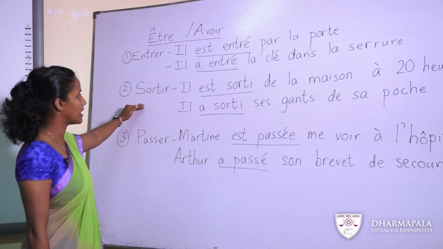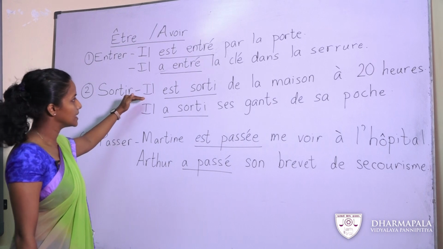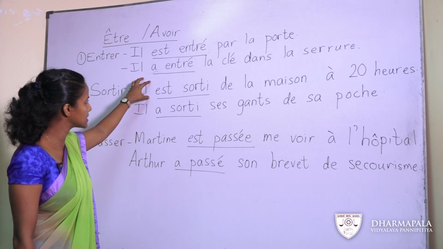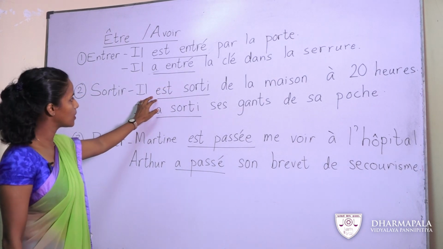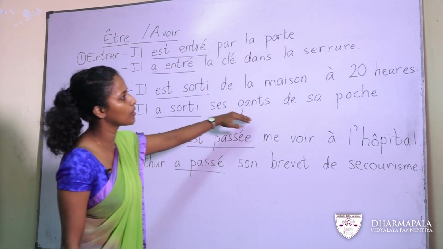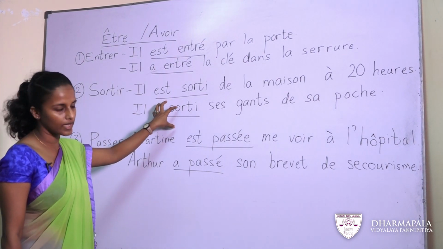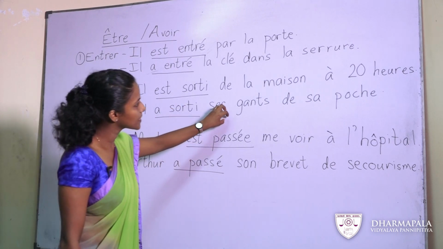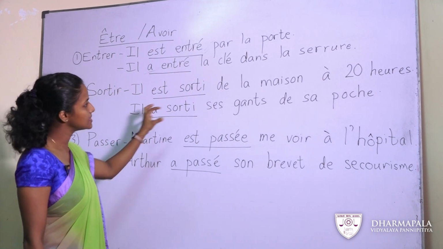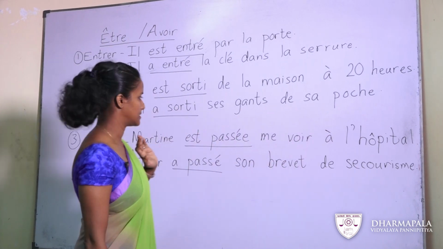Now, look at the second one, sortir. Il est sorti de la maison à 20 heures. He left the house at 8 o'clock. Now, the subject is doing the action. So we have used this verb with être. Il a sorti ses gants de sa poche. Il a sorti, now he is taking out, to take out. He took out his gloves. He is not taking out himself. He is taking out the gloves. He is taking out something else from his pocket.